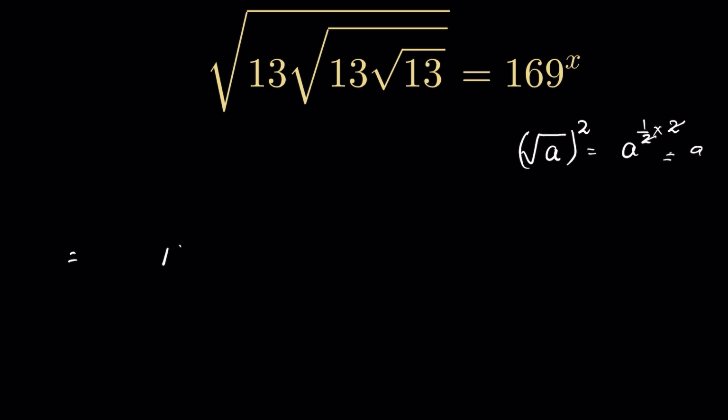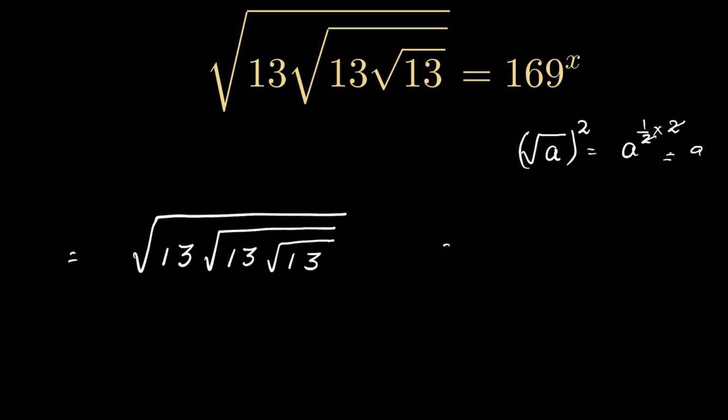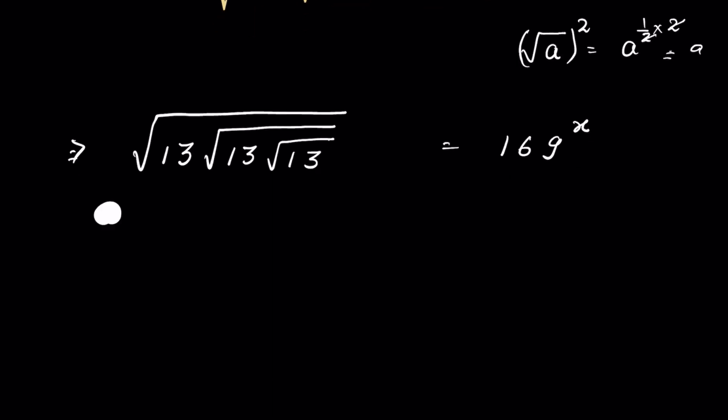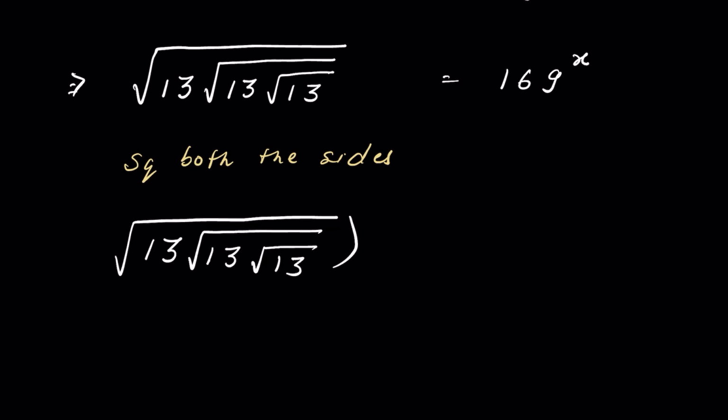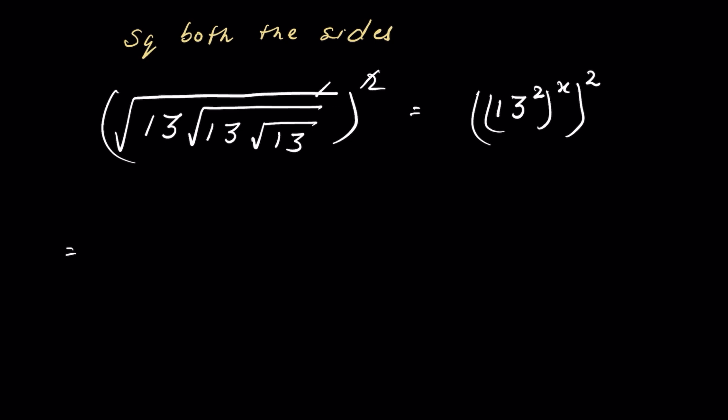Now here we have 13, then 13 under square root, then times 13 under square root, all under square root, equals 169 raised to the power of x. Now let's square both the sides. 169 we can write as 13 square, then whole to the power x, then we square it. Now this square removes this square root. This is equal to 13 times the square root of 13 times the square root of 13 under square root.